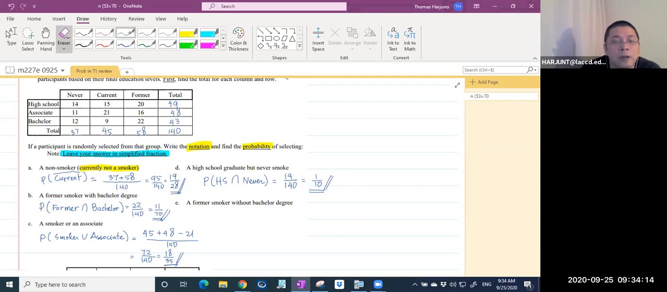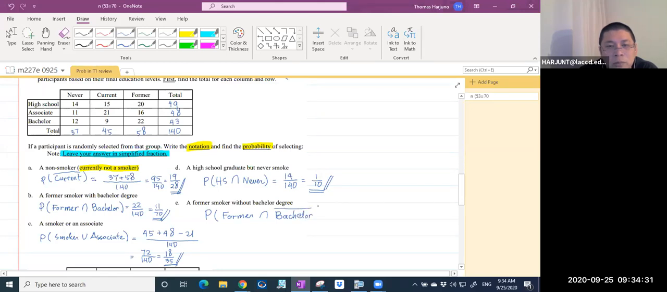Finally, part E, the probability of a former smoker without bachelor, so outside of bachelor. Former smoker, that's former smoker without bachelor. Only these two. Right, those are former smoker without bachelor degree.